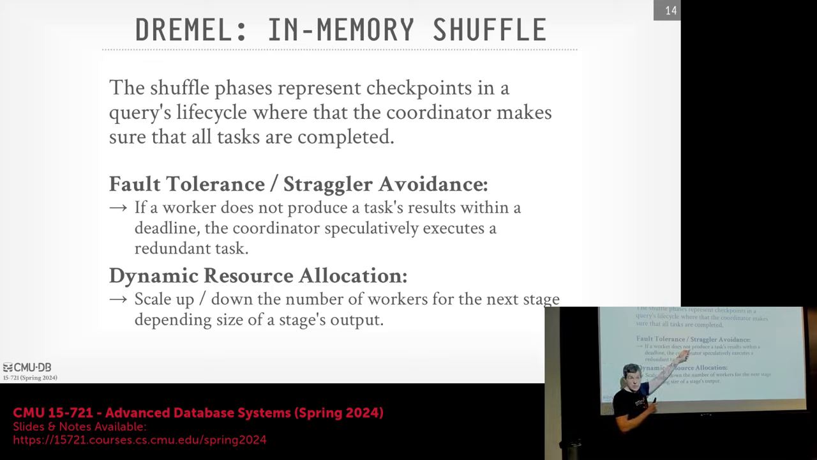If a task is running too slow because the worker node is for whatever reason slow, the BigQuery guys told me that one of the big problems they faced is sometimes they'll land on a node where another container is doing encoding for YouTube. And they can look at the traffic and actually know it was YouTube, and that slows down the query. So if you have a straggler, then you can just kill it and assign the task to another worker that can run faster.